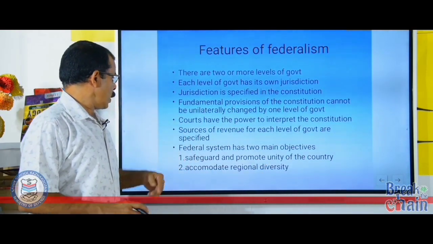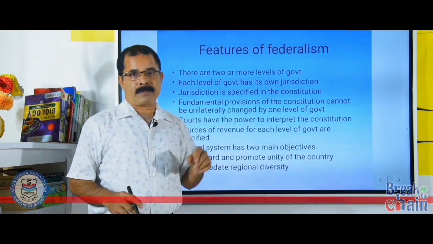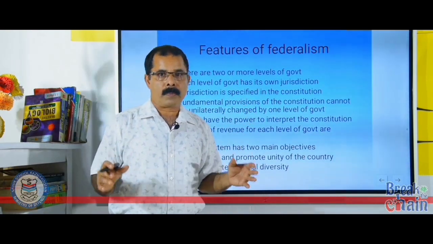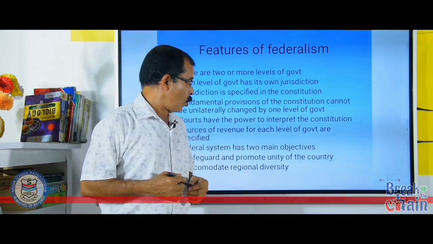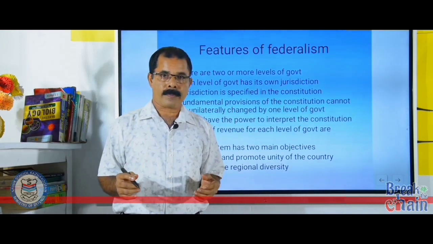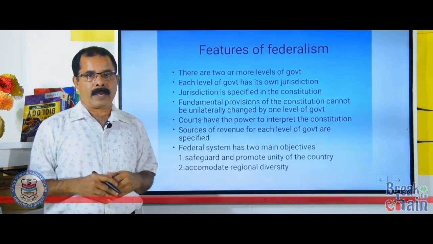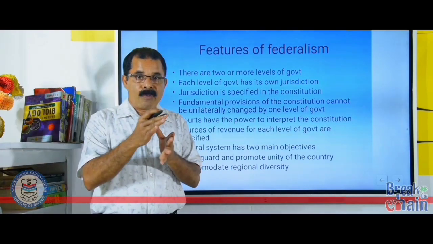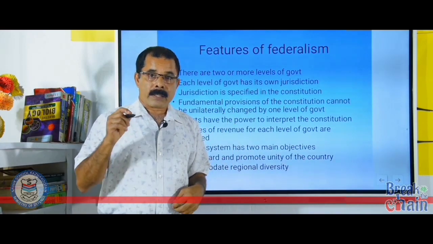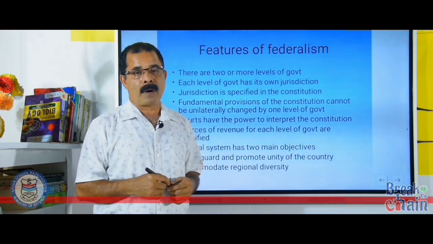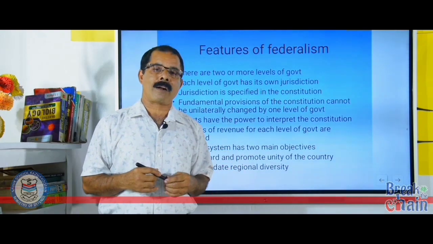Now we come to the next point. What are the two main objectives which the system tries to incorporate? First, to safeguard and promote the unity of the country. Particularly in the backdrop of India, when we divided power between the central government and the state, the central government has been given more powers. Our constitution is biased towards the central government.